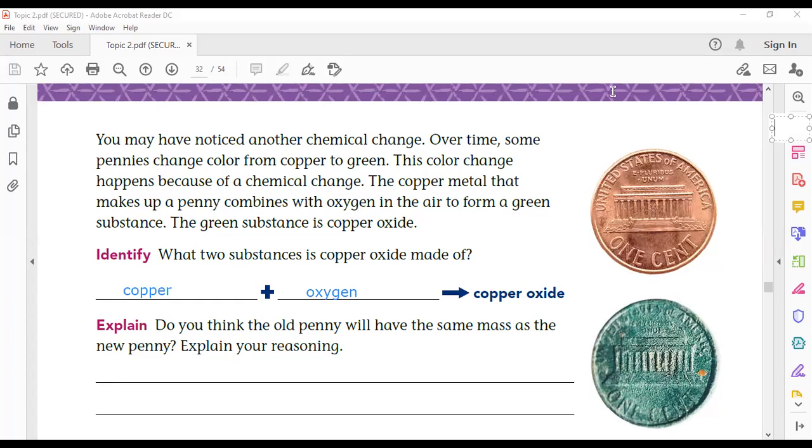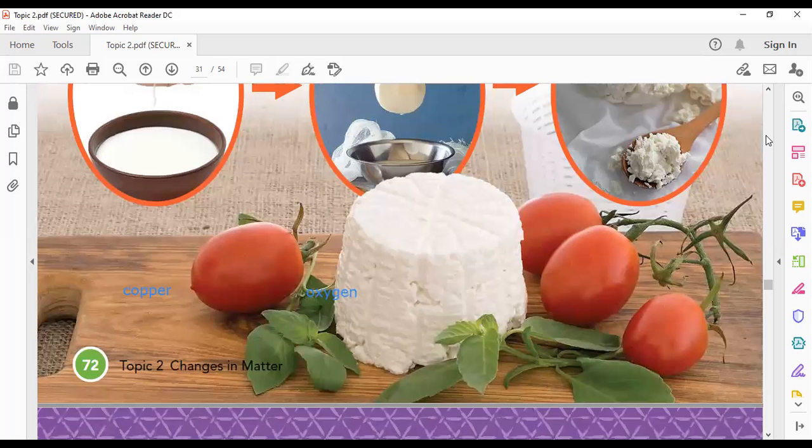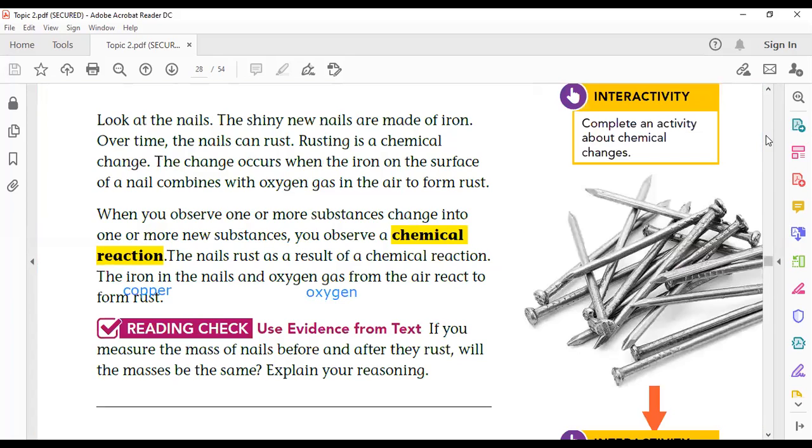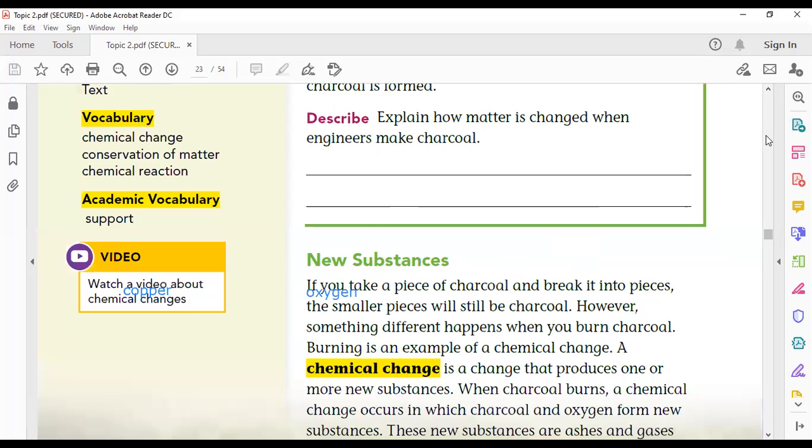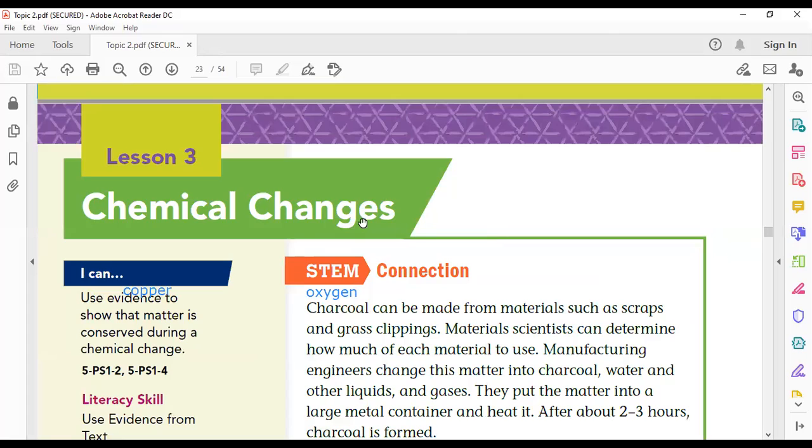We are talking about this lesson. Let's go back to the beginning of this lesson. The title of this lesson, lesson 3, is chemical changes. We mentioned that any matter can change. These changes can be classified into two types: physical changes and chemical changes.